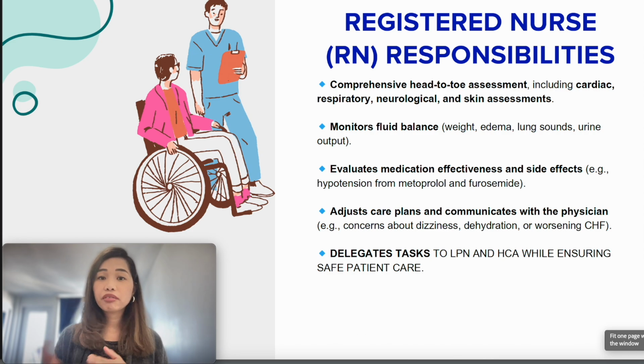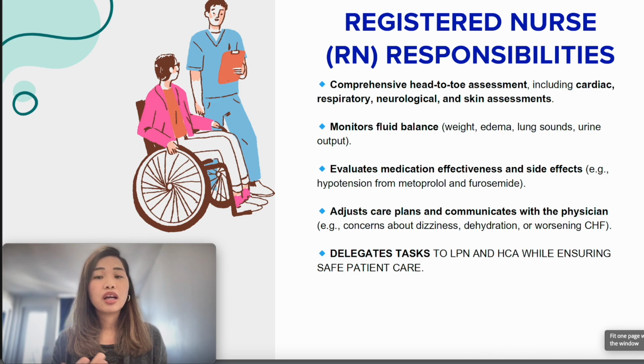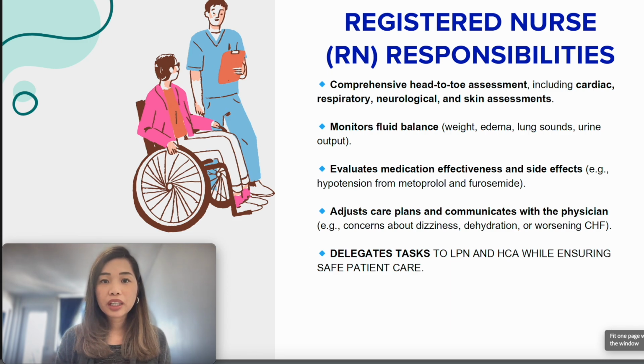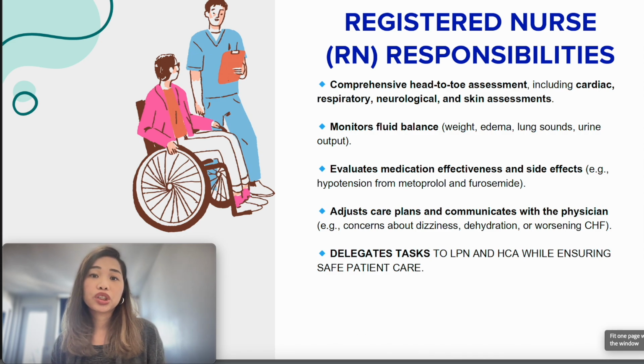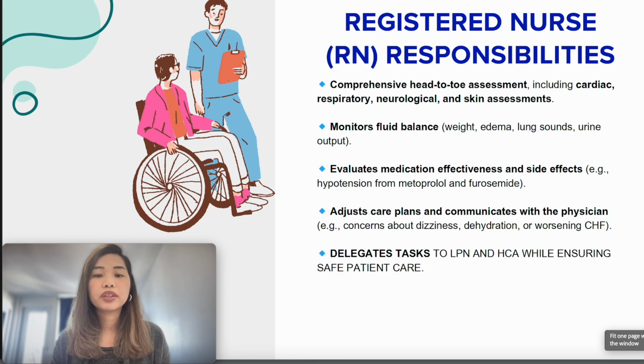And it's not just giving the medication, but also evaluating the effectiveness of the medication and the side effects. For example, hypotension, right, might happen if you give metoprolol and furosemide. So maybe you need to do a blood pressure check first, right? You need to do vitals first. That's something that you need to be thinking about.